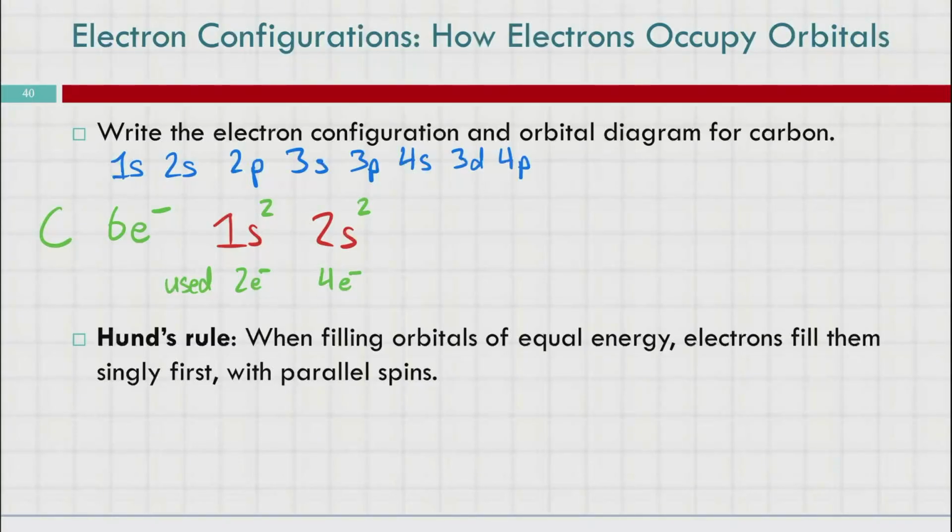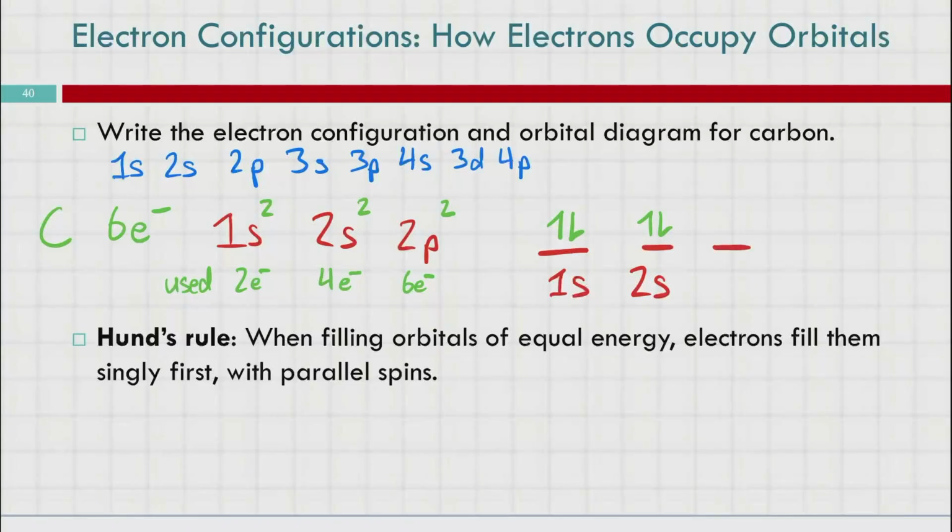After our 2s comes 2p. We have 2 electrons left, and we can fit those within our 2p subshell. So we've used up all 6 of our electrons. So our electron configuration is 1s2, 2s2, 2p2. And drawing that out as an orbital diagram, we've got our platform for our 1s. We'll put an up and a down. We've got our platform for our 2s, another up-down. Love getting up-downs.